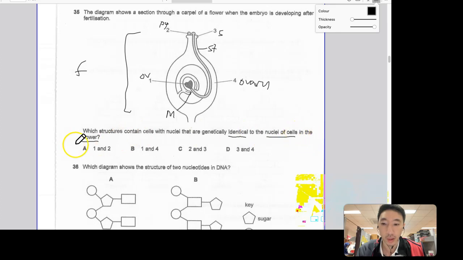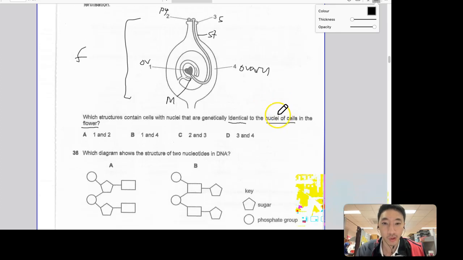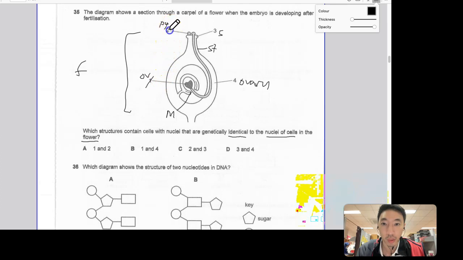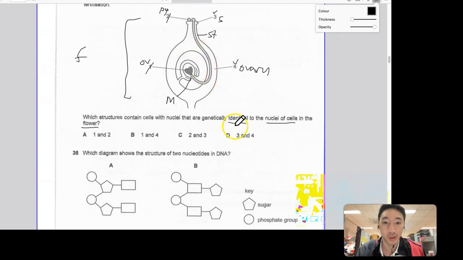So the cells in the flower are normal cells, right? Therefore I don't know the normal amount of chromosomes for a flower, which I don't really know. But that means that the cells in the ovule are not the same because they are gametes, and gametes only have half the number of chromosomes. Then the same for the cells that are in the pollen grain. Those also only have half the number of chromosomes. So that means that the cells in your style have the same number, and the cells in the ovary tissue around it also have the same number. What a strange question. Okay, so 3 and 4.